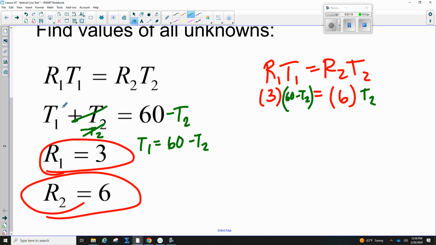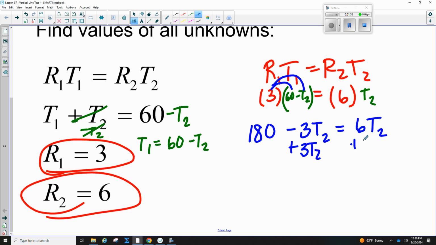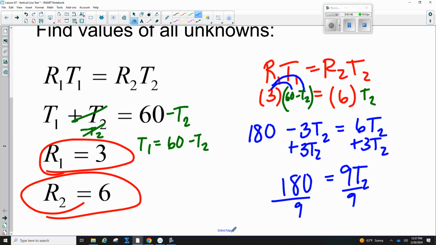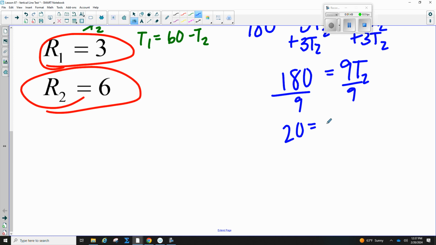All right, and now we're just going to solve. So what is 3 times 60? 180. And then 3 times negative 2t is negative 3 T2, and then this would be 6 T2. All right, we want to get all of our T2s together, so I'm going to add 3 T2, and I'm going to add 3 T2. So now I have 180 equals 9 T2, and then I'm going to divide both sides by 9, and we get 20 for T2.